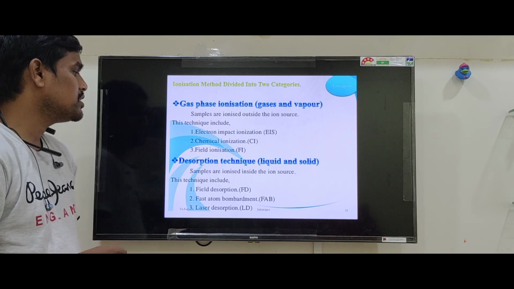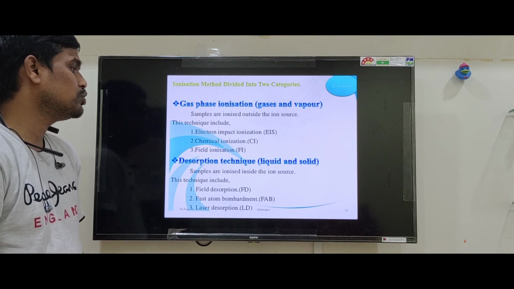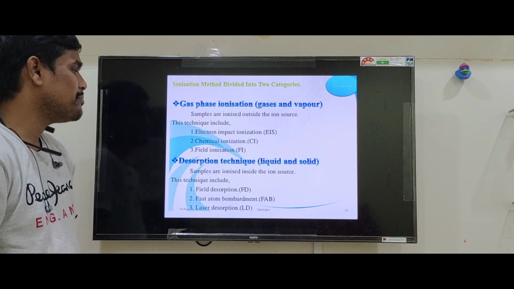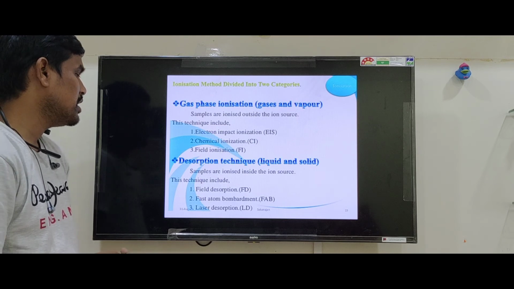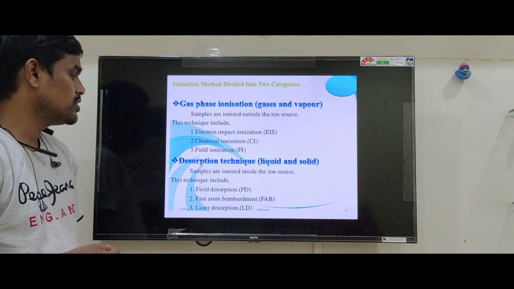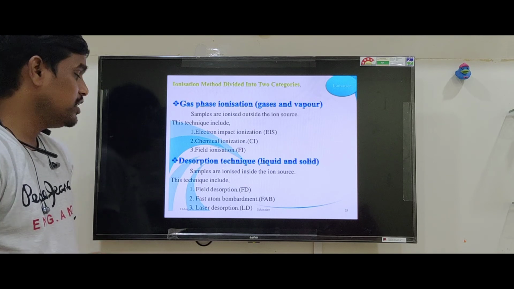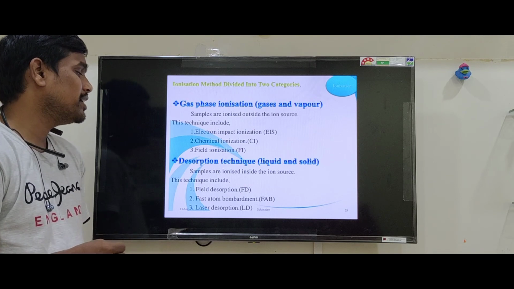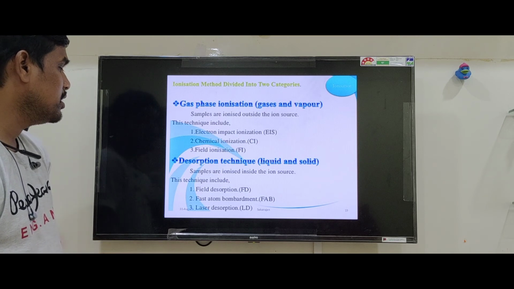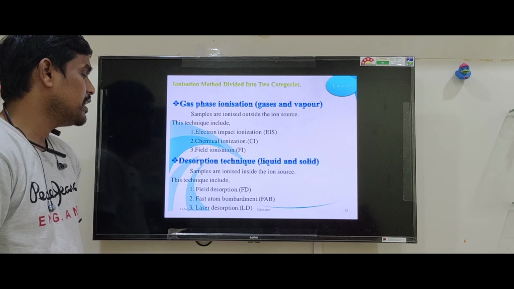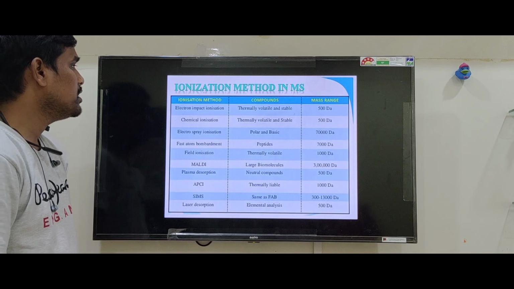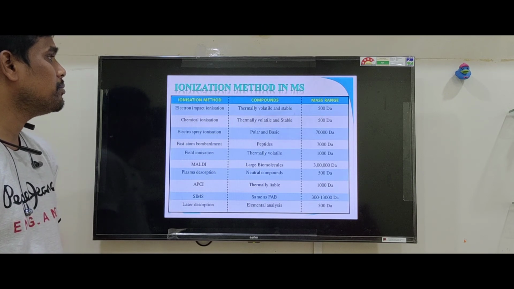And the other category is the desorption technique, which is used for liquid and solid samples. Samples are ionized outside the ion source. This technique includes field desorption FD, fast atom bombardment FAB, and laser desorption LD. These are some of the ionization methods in mass spectrometry.